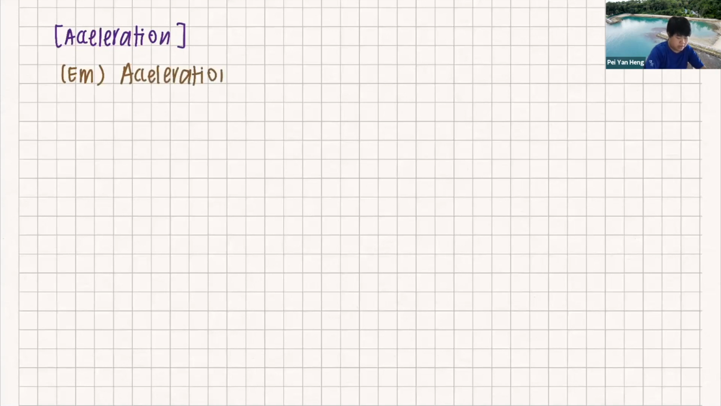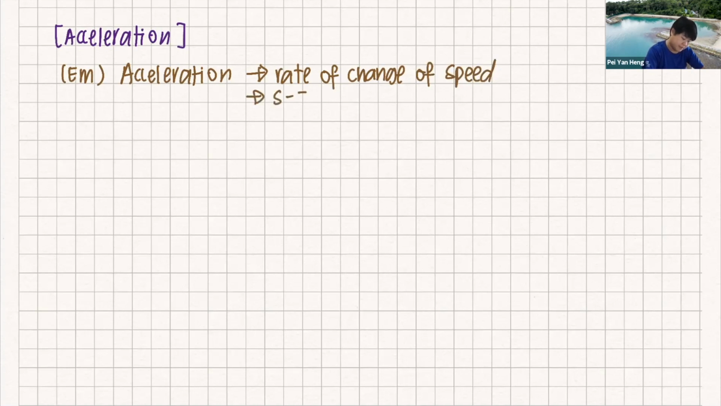Next is acceleration. In EMath, we recall that acceleration is the rate of change of speed. From the ST graph, we look at the gradient.